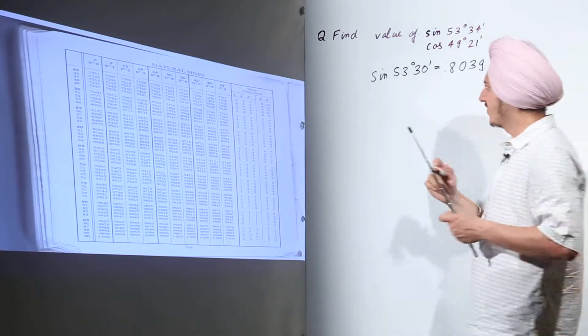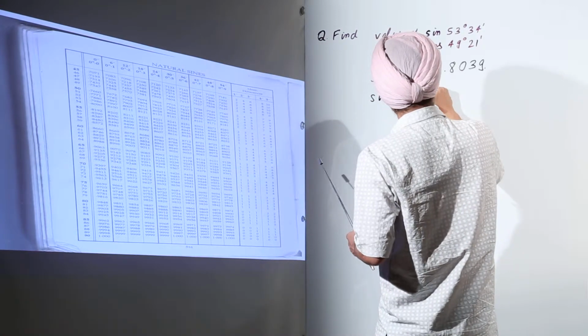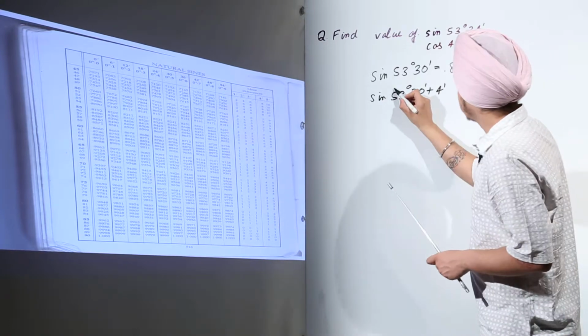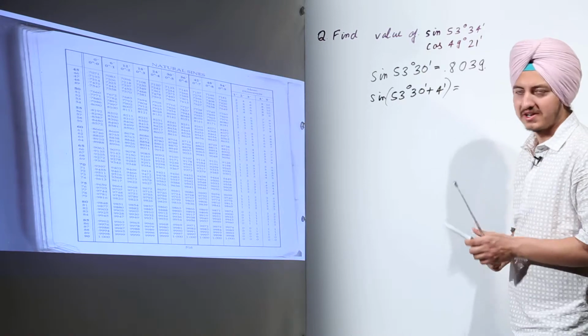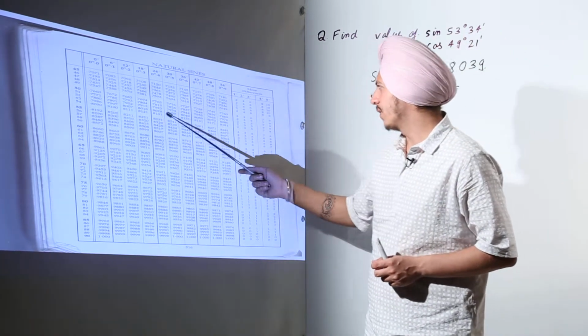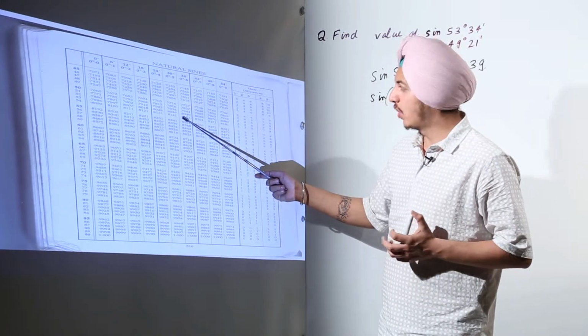But what is the value that we have to find? We have to find the value for 53 degrees 30 minutes plus 4 minutes. Am I right? This is what we have to find. How are we going to do that now? Next, if we move from here, we see that it is 30, then there is 36. But what do we need?